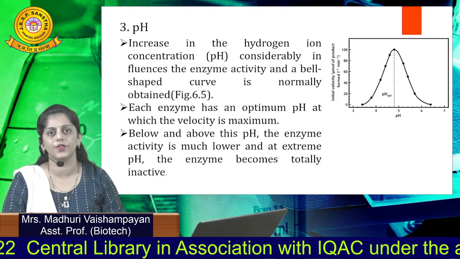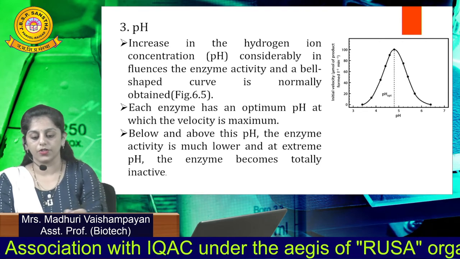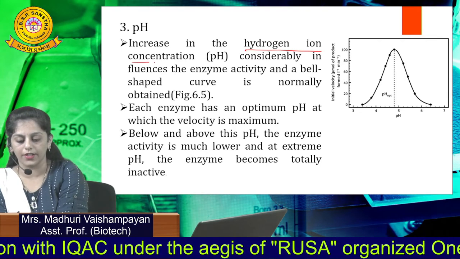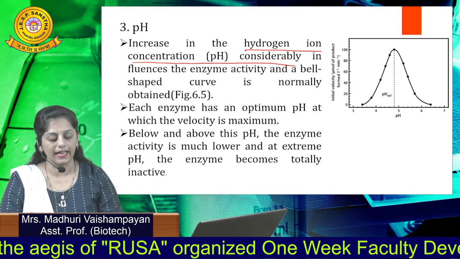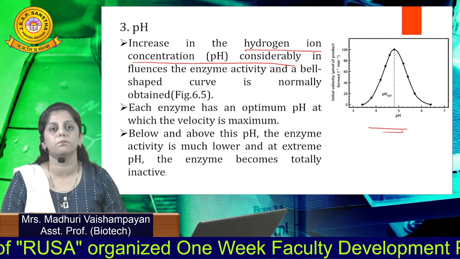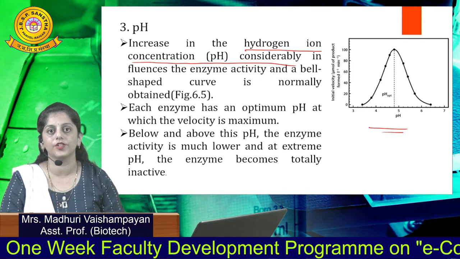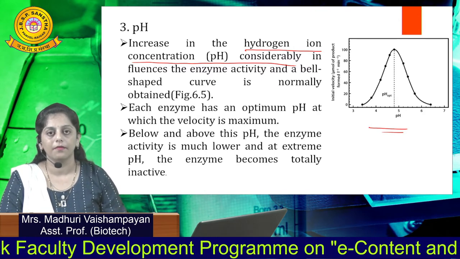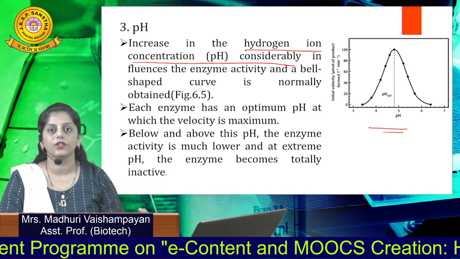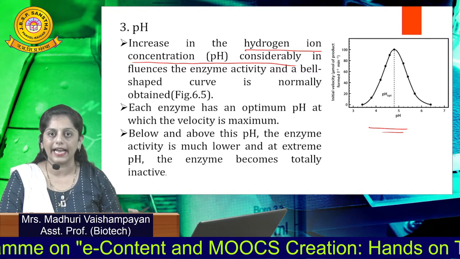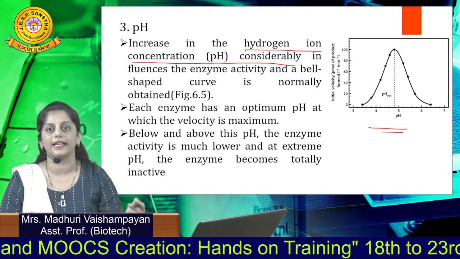The third factor is pH. Now, pH works the same as temperature. Here, the hydrogen ion concentration considerably influences the enzyme activity, and again you are going to observe a bell-shaped graph. Each enzyme has an optimum pH at which the velocity of the reaction is maximum. Below and above that pH, the enzyme activity is much lower, and at certain extreme pH, you will see no reaction caused by that enzyme.